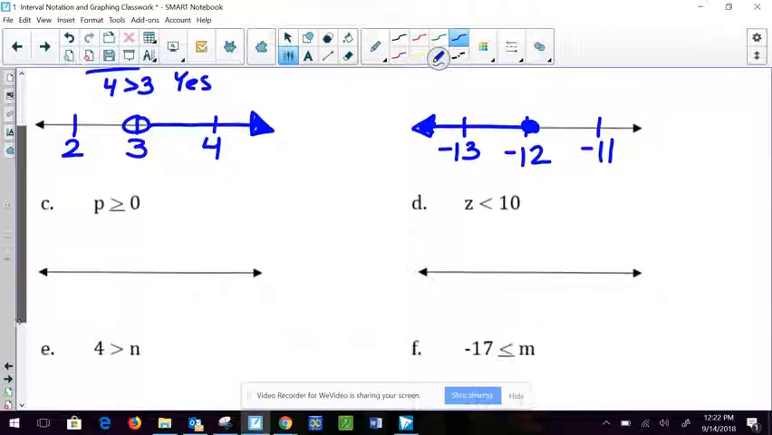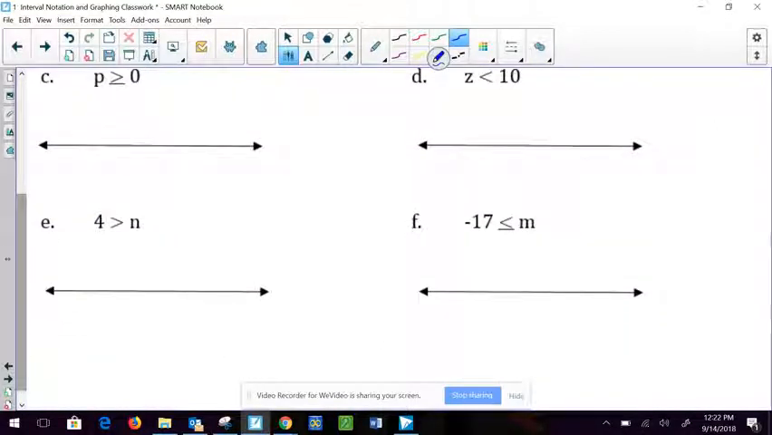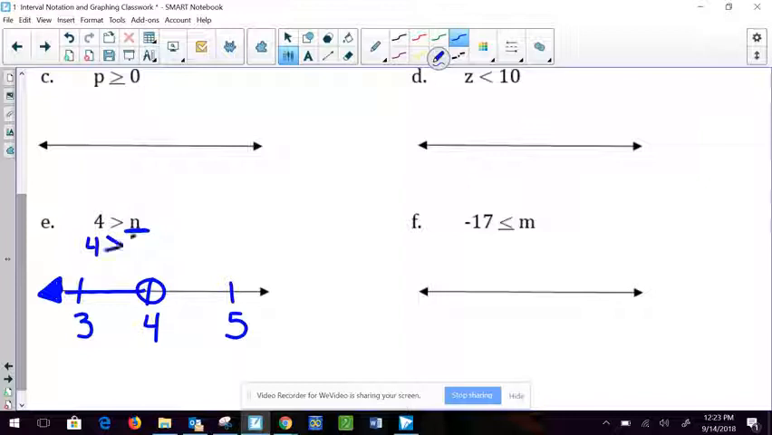Now, these are different from E and F. With E, we start by graphing the same way. 4 goes in the middle. What comes before? 3. What comes after? 5. And we look at our symbol. It tells us it's an open circle. But because the variable is on the right-hand side, even though it's pointing to the right, we're going to shade opposite. We are going to shade to the left. And you can double check it. We shaded where the 3 was at. So is 4 greater than 3? Yes, it is. So that means we shaded the right area.